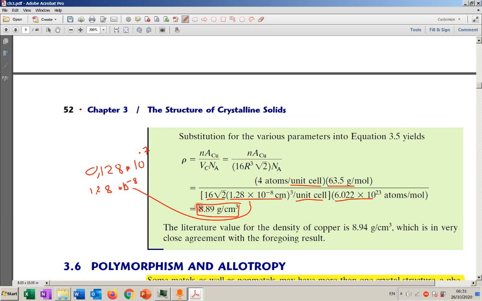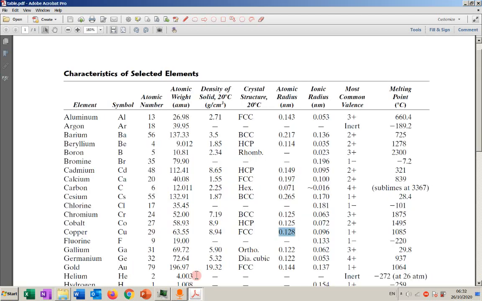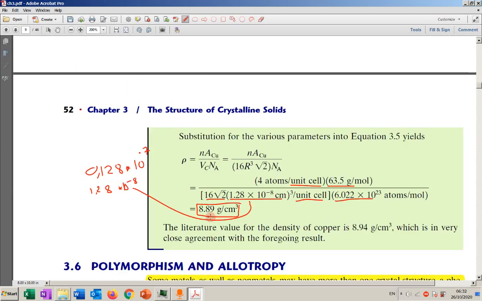Now this is the theoretical calculation for kappa, 8.89, and we shall check it against the measured one for kappa, which is 8.94. 8.94 is the actual measured density of the solid, and theoretically we calculated 8.89. Yes, there is a difference between them, but they're close to each other. This is how we calculate the theoretical density, based on knowing the crystal structure and knowing the element.